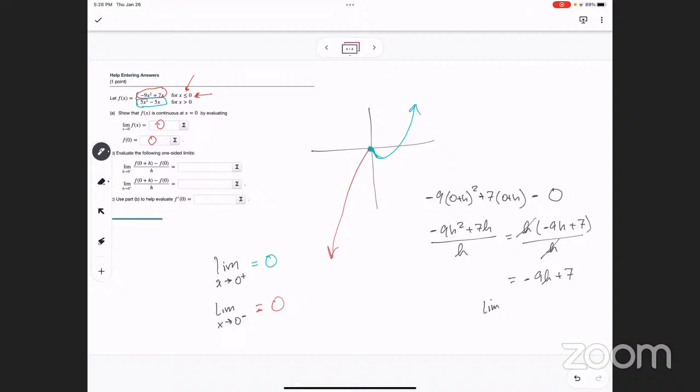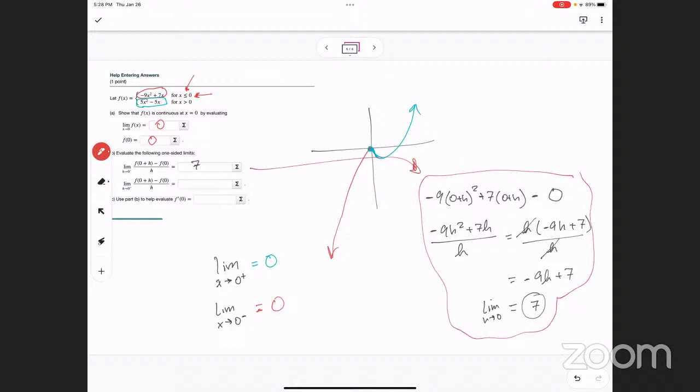The limit as h goes to 0, plug in 0 for h, and you just get 7. So your answer is 7. After you do that, you have to plug that 0 back into the equation that you just solved for to get 7. That's this problem right here.